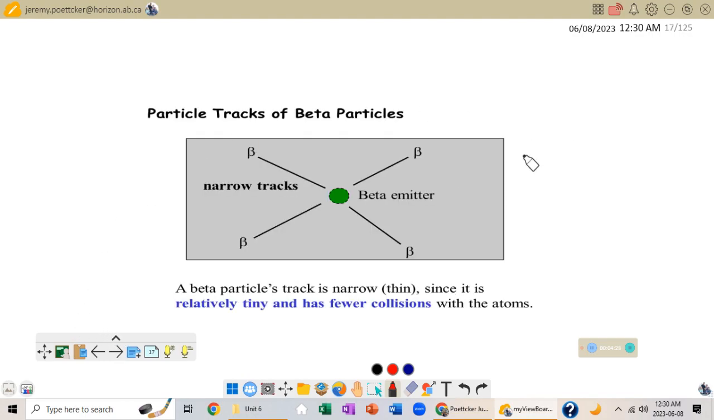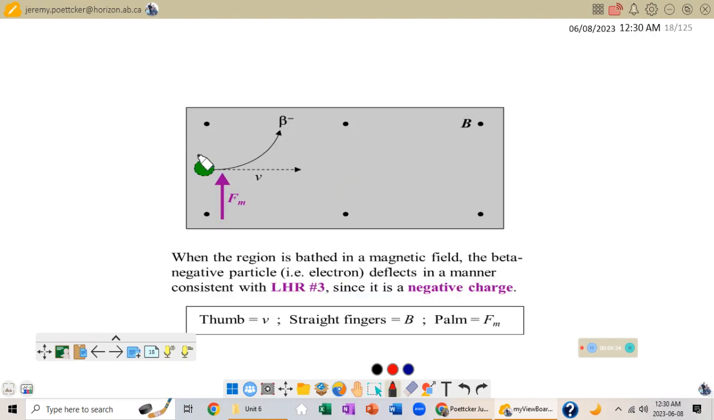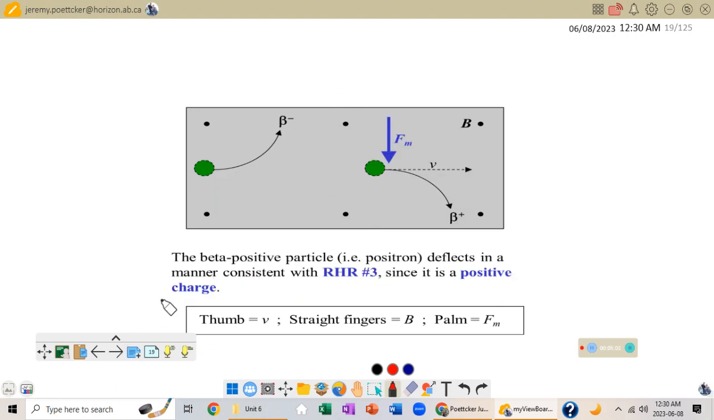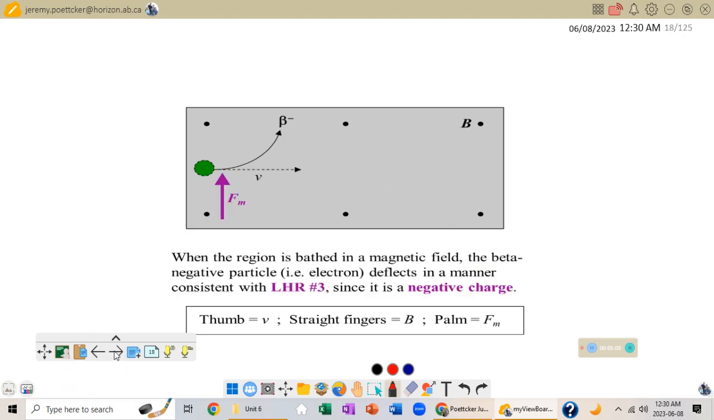Beta particles are narrower tracks. It's relatively tiny, and it has fewer collisions with the atoms. In terms of the direction of this, well, if we do the same magnetic field, again coming out towards me, now this is a negatively charged particle, so I'm using left-hand rule number 3, and again my thumb is going to the right. My fingers are coming out of the page, which means my palm is facing upwards, and my beta particles are moving and curving upwards. And they curve relatively more compared to the alpha particle.